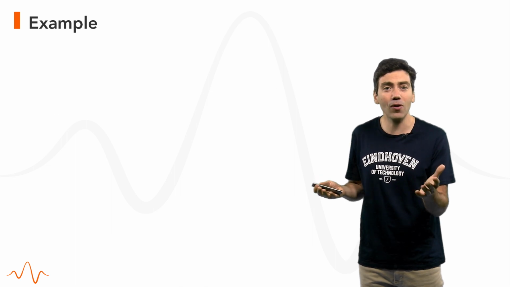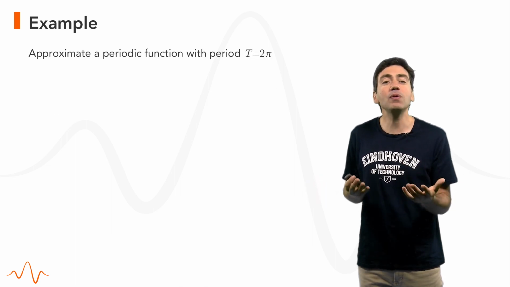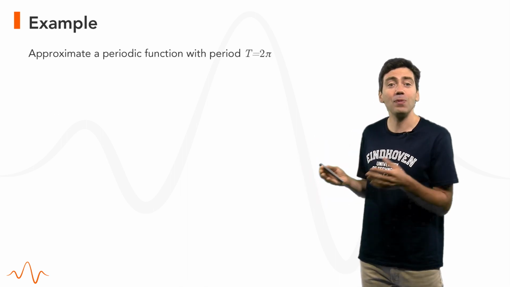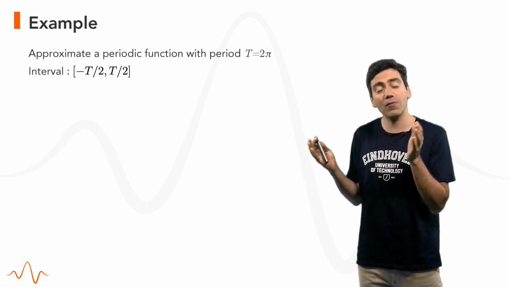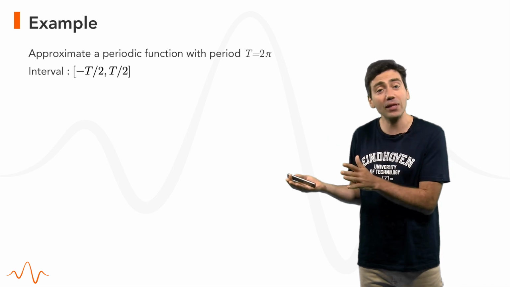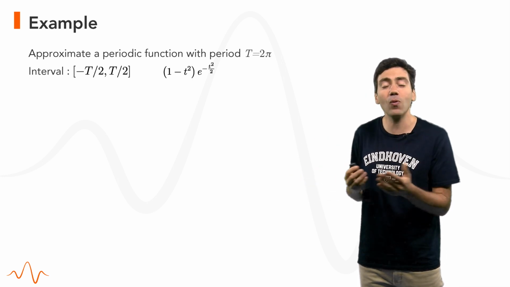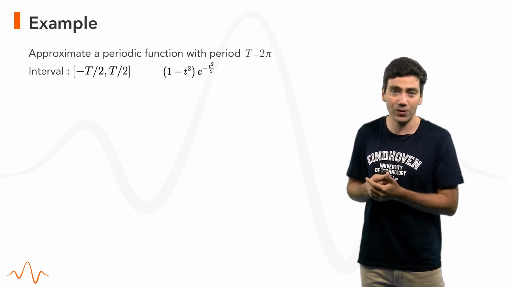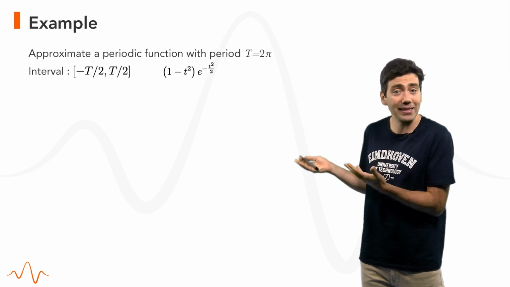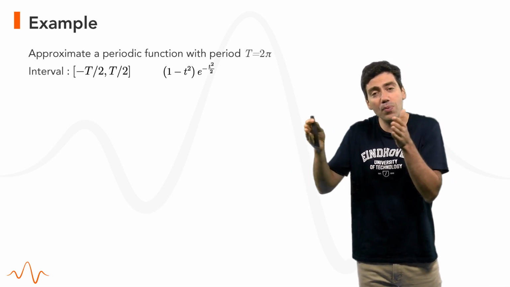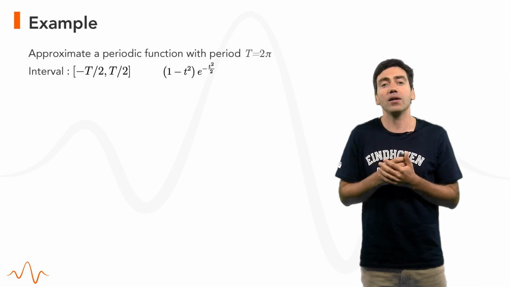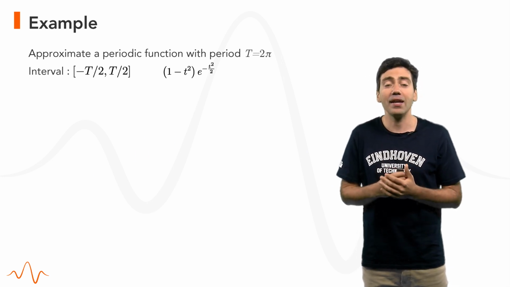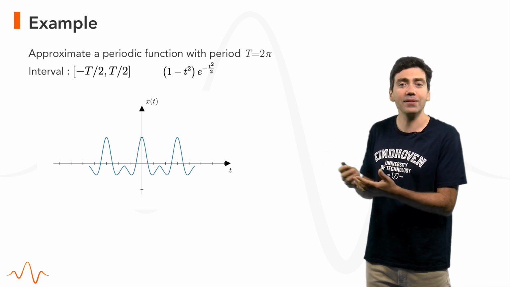Let us see an example of this problem formulation. Suppose that we wish to approximate a periodic function with period capital T equals 2 pi, which is defined in the interval from minus capital T over 2 until capital T over 2 by 1 minus t squared e to the power minus t squared over 2. And this is known as the Mexican hat. And we basically periodically replicate this Mexican hat with period capital T, which is equal to 2 pi. Now, here is how the function looks like.